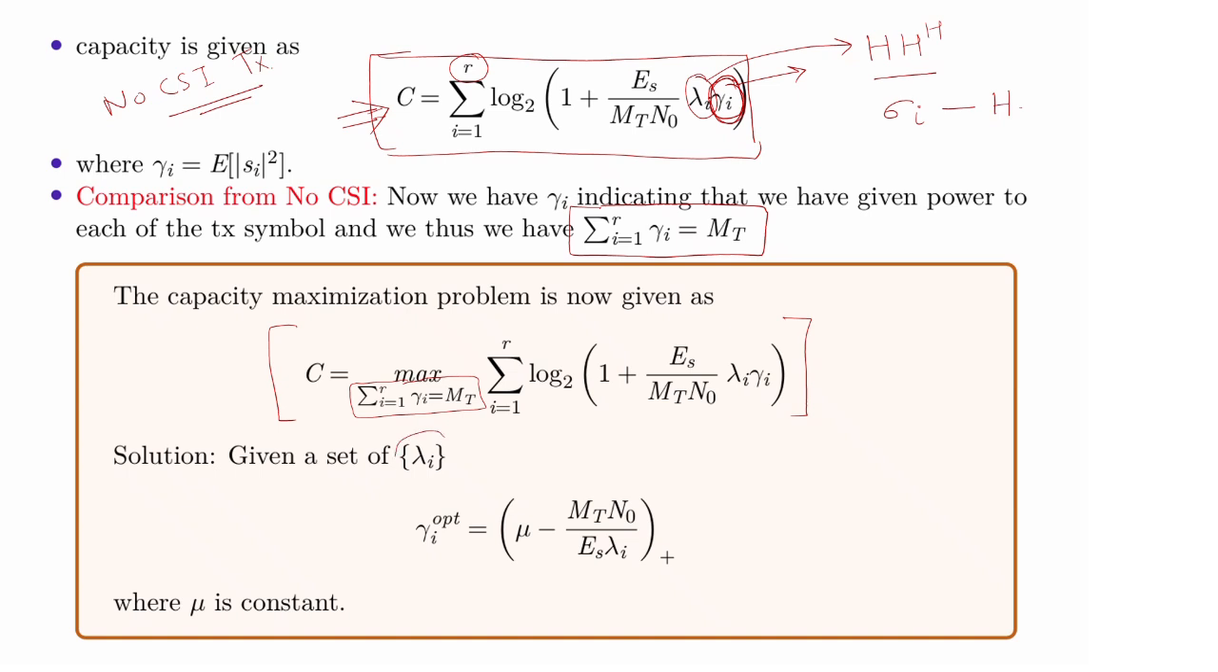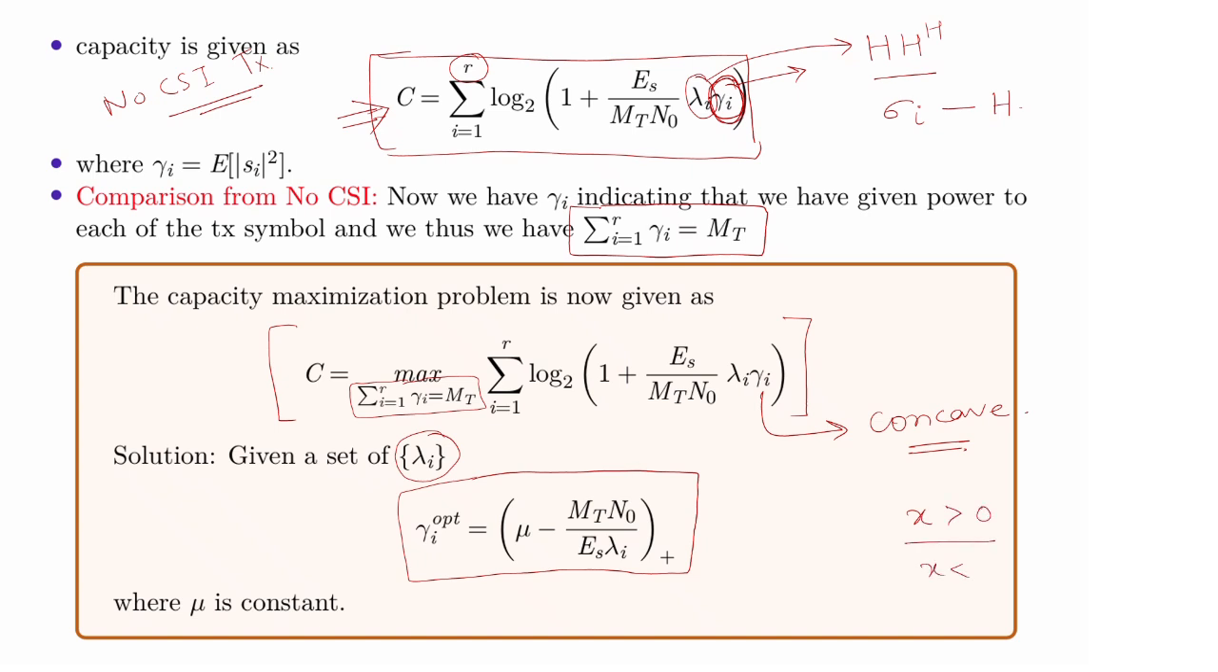And for a given set of lambda i's, we can see that this objective is concave in gamma i. If we solve this expression, we will find that gamma i opt is equal to (mu minus M t N naught divided by Es lambda i)+. Mu is some constant, and this plus basically indicates that if x is greater than 0, then you have to allocate power, and if it is less than 0, then you do not have to allocate the power.